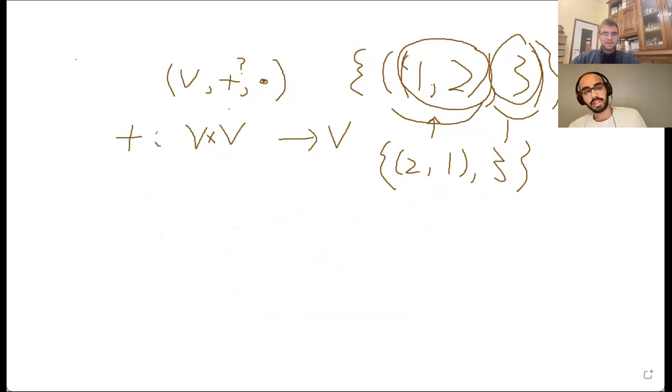Okay, going back to vector spaces, right? A vector space is a set equipped with these two operations. And the second one is also defined in the same analogous way.